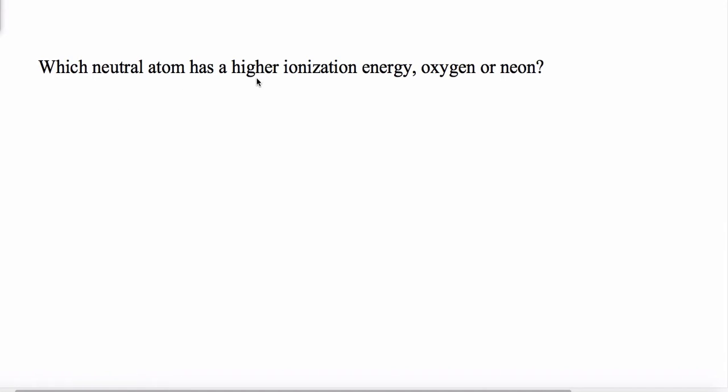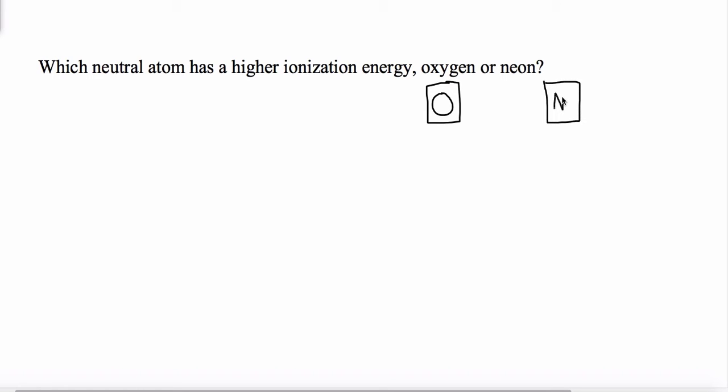Which neutral atom has a higher ionization energy, oxygen or neon? So ionization energy refers to how hard it is to remove an electron from oxygen or neon. So if you look on the periodic table, oxygen is right there, okay? And then you have some spaces, and neon is right here.